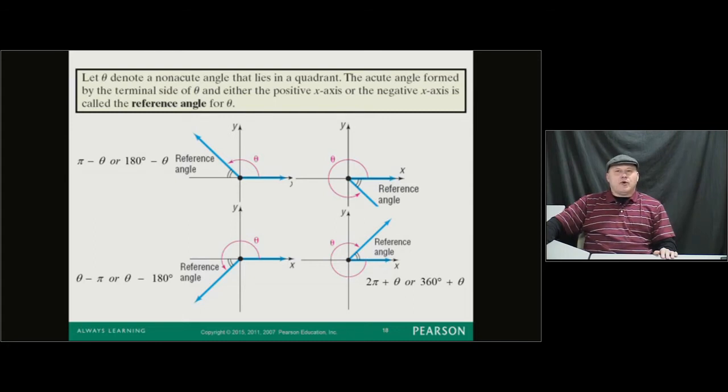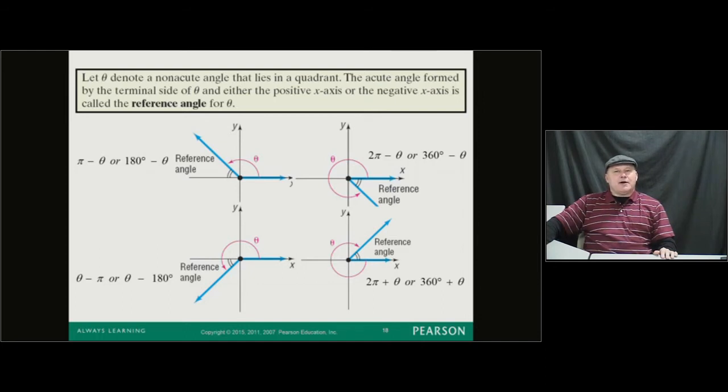And if it's in the fourth quadrant, if you got it from the positive x-axis all the way around to the terminal side, that's going to measure between 270 to 360. So what we're going to do is take 2 pi, take away the theta, and that leaves you the residual, which we'll call the reference angle, or 360 degrees minus the theta. So all these angles here are reference angles because they are acute angles. So that means they measure between 0 to 90.